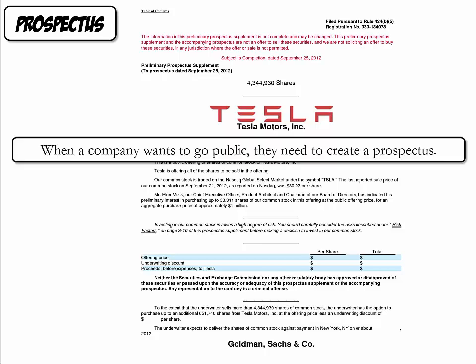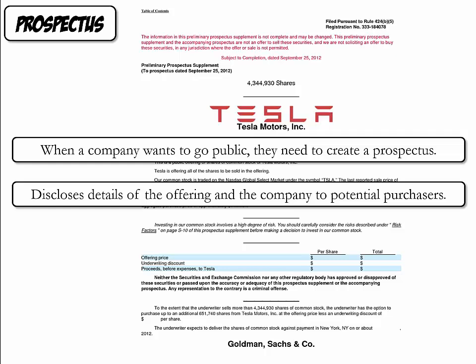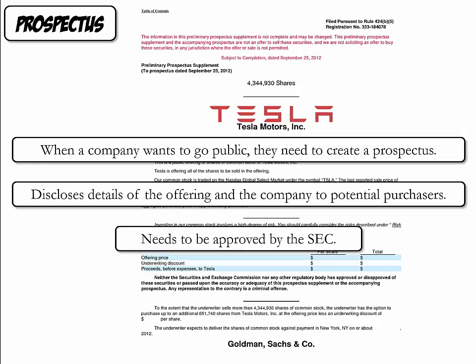An important concept to know about with regards to IPOs is the prospectus. When a company wants to go public, they need to create a prospectus. The prospectus discloses details of the offering and the company to potential purchasers. It needs to be approved by the Securities and Exchange Commission.